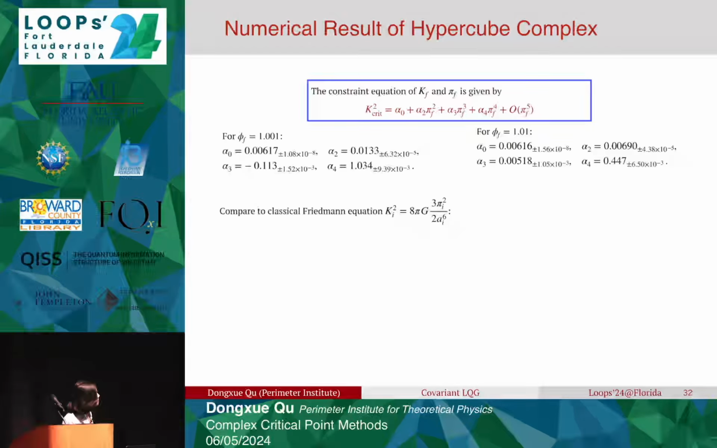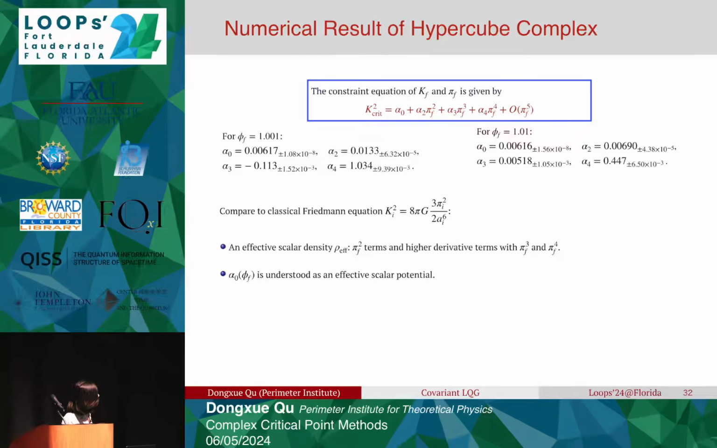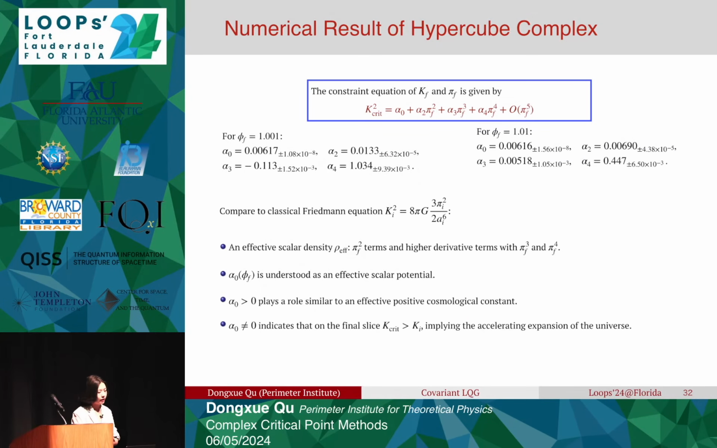And let's compare it with the classical Friedmann equation. You can see we get an effective scalar density, which includes the pi squared term and also higher derivative terms. Here, this phi naught alpha 0 is a constant term. You can understand it as the effective scalar potential. Because this constant term is greater than 0, it plays a role similar to an effective positive cosmological constant. And because this constant is not equal to 0, it indicates that on the final slice, the extrinsic curvature is greater than the extrinsic curvature on the initial slice, which means there is an accelerating expansion of the universe.